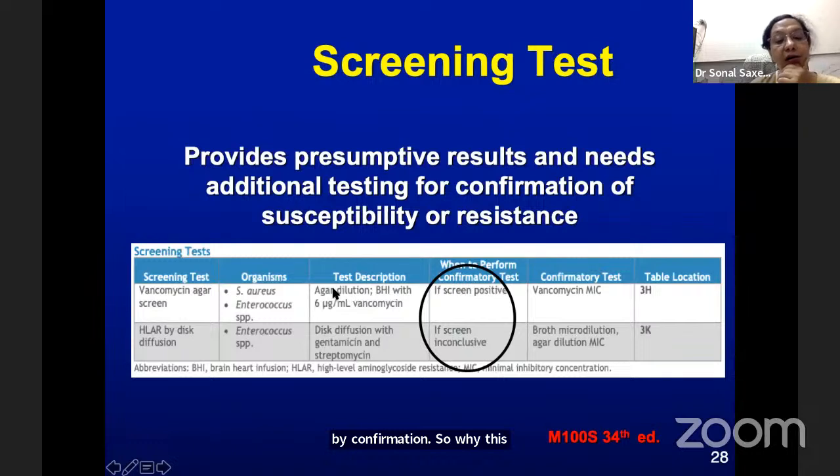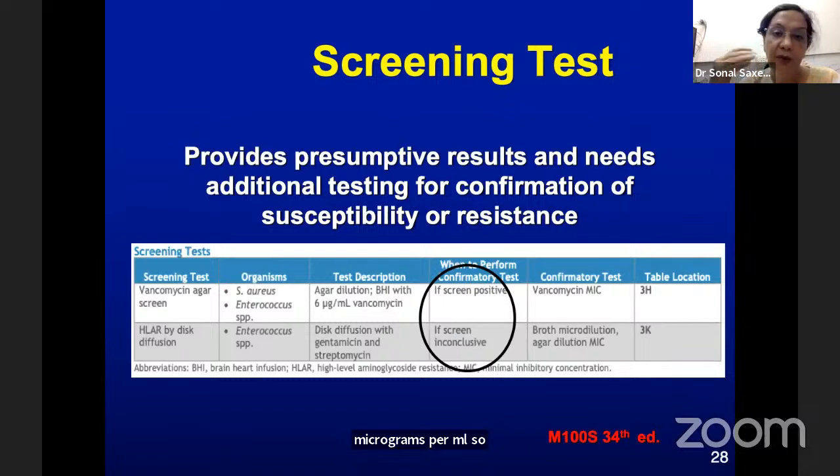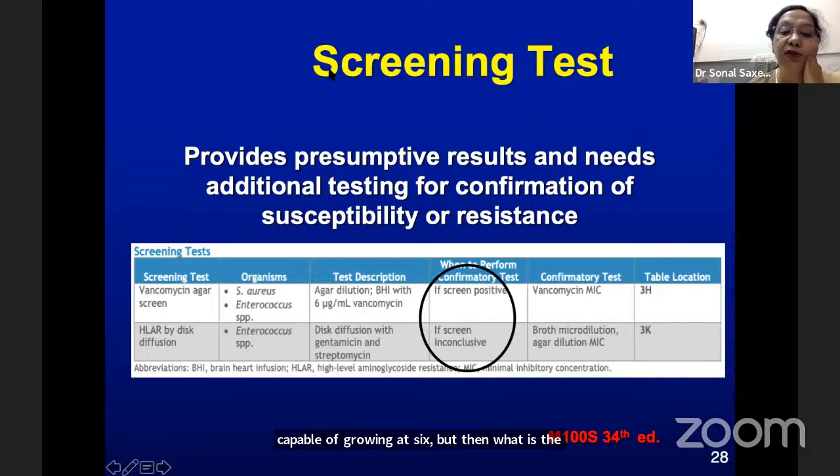Yes, Kevin, very right. What actually happens is that you're testing at 6 micrograms per ml. So only the strains which are capable of growing at 6. But then what is the MIC for vancomycin? And then you will have a complete answer. Your answer is partially right.